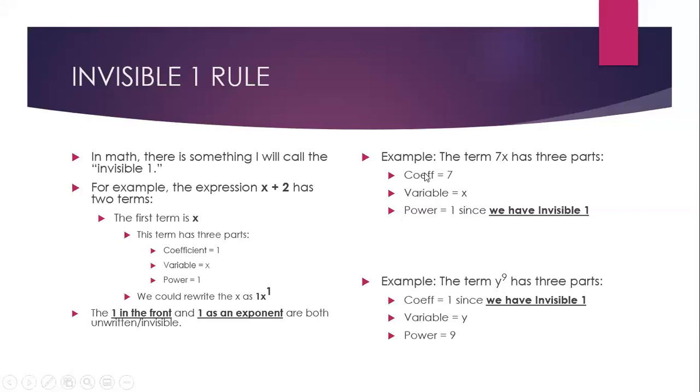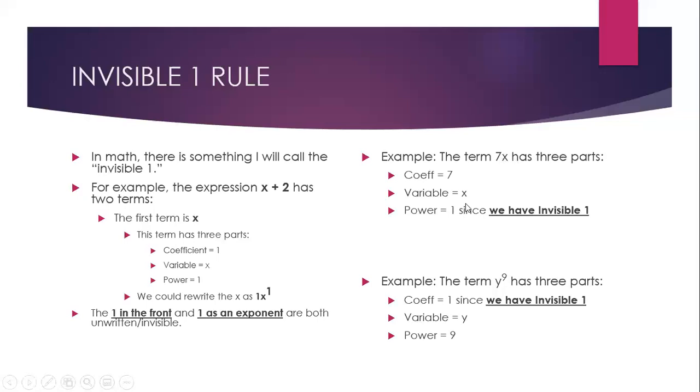Part number 1, coefficient. Coefficient is a number out in front, 7. The coefficient is 7. Variable, it's the letter we have. What's the letter in this case? X. Power, well, we don't have a power. Yes, we do. The power is a 1. It's invisible. We don't write it out. You can't see it, but there it is.